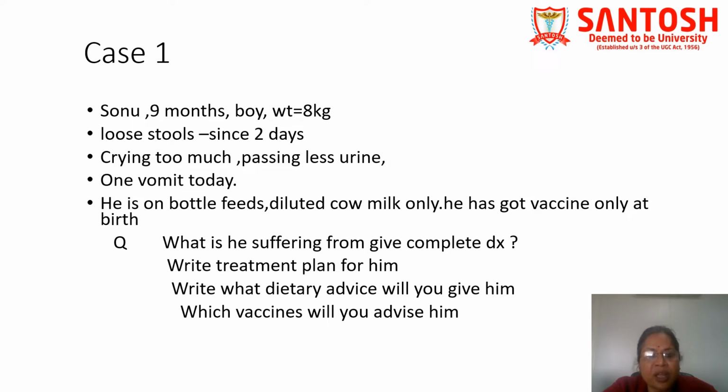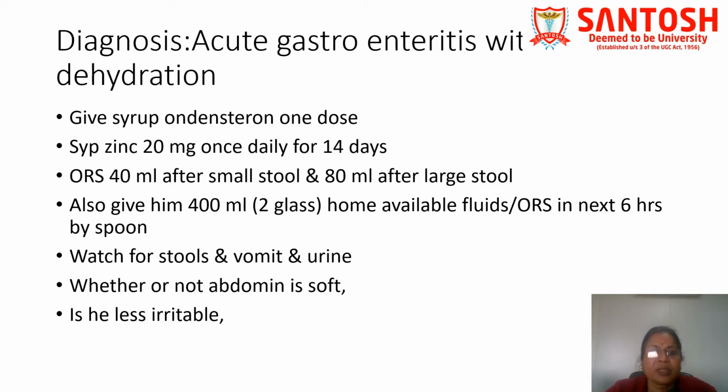When we inquire how he is being fed, she shares that the baby is on diluted cow milk which is being given by bottle. When we ask about his vaccination, she says he has been given only the vaccines which are supposed to be given at birth. Then what should we say he is suffering from? The answer will be he is suffering from acute gastroenteritis and he has some dehydration also.